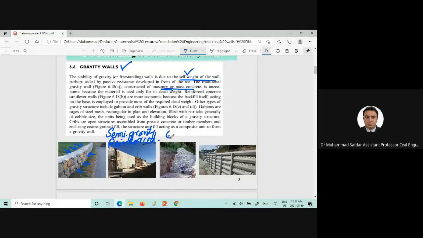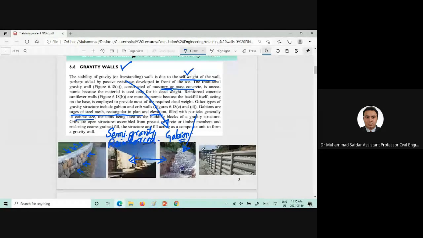Now, gabion walls are another type of gravity retaining wall, and these gabion walls are cages of steel mesh, rectangular in plan and elevation. These are usually filled with cobble size or greater size particles. The stones are placed in the cage, and you usually see them along streams in villages and along slopes. You will find these types of retaining walls in Pakistan a lot, because they are much cheaper. The material is cheaper, and the steel cages are also relatively cheaper than reinforced concrete walls.